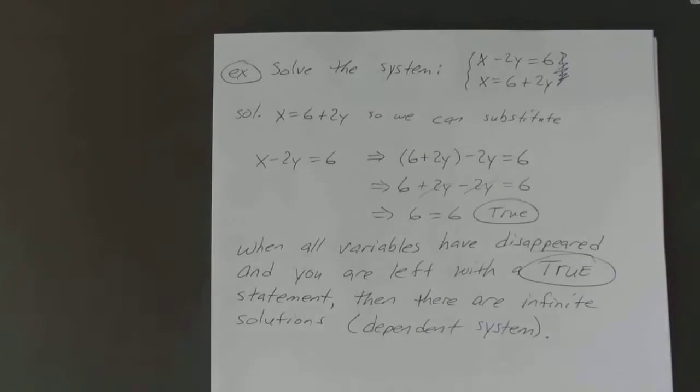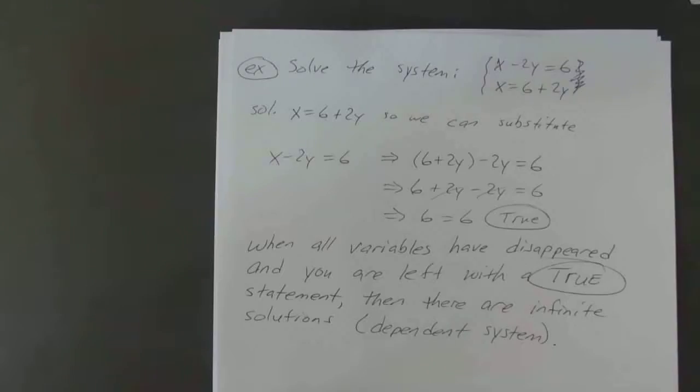So remember, you may end up with 6 equals 6, or 10 equals 10, or 12 equals 12. Anytime it's just a true statement where they're both equal and all the variables have disappeared, that means it's going to be infinite.